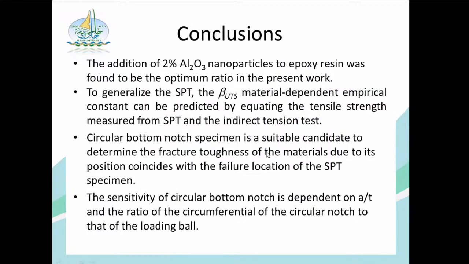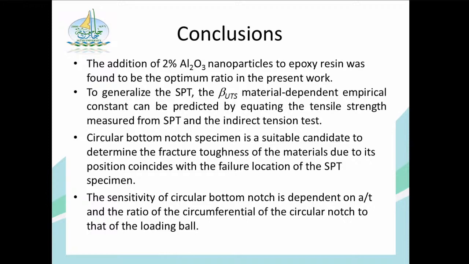Finally, some conclusions we get from this study: the addition of aluminum oxide, especially 2% aluminum oxide nanoparticle, to epoxy resin was found to be the optimum ratio in the present work. Also, to generalize the small punch test, the material-dependent empirical constant can be predicted by equating the tensile strength measured from the SPT and the indirect tension test. Also, the circular bottom notch specimen is a suitable candidate to determine the fracture toughness of the material because its position coincides with the failure location of the SPT specimen.